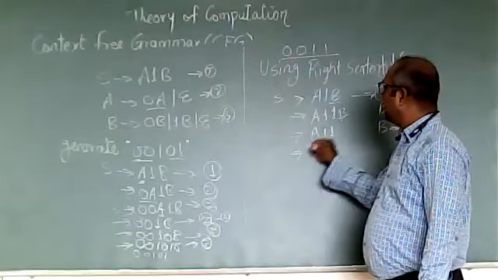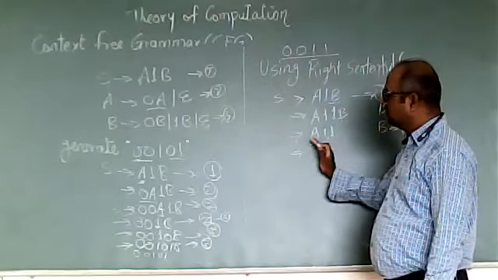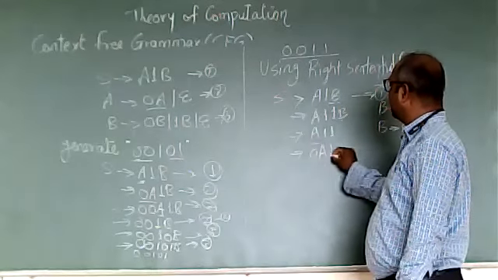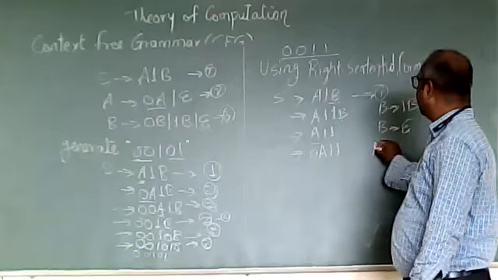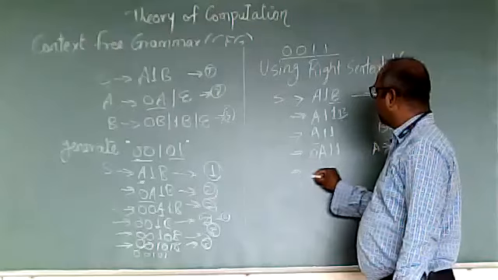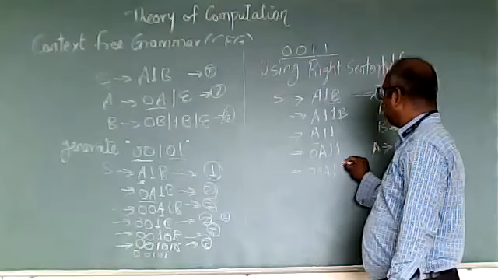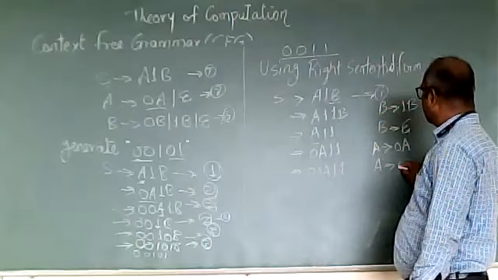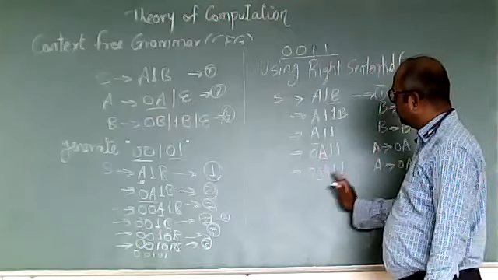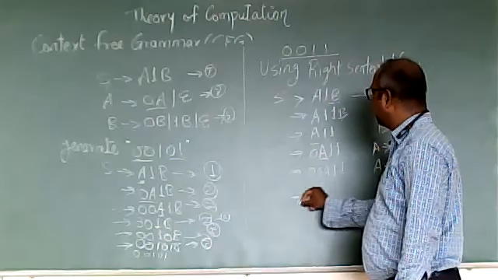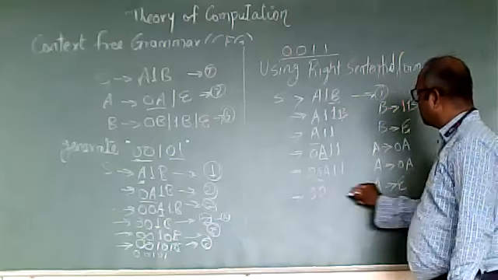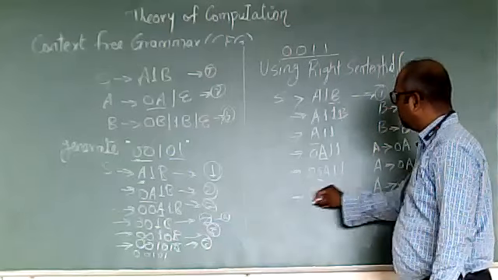I want 0011. So this A, because it is rightmost, I will replace. Now A is the rightmost symbol, so I replace A with 0A, giving 0A11. This is the production I am using. Again one more time I use the same production, A tends to 0A, replacing again. Now this is the rightmost, and I will replace it with epsilon. So I will get 0011.